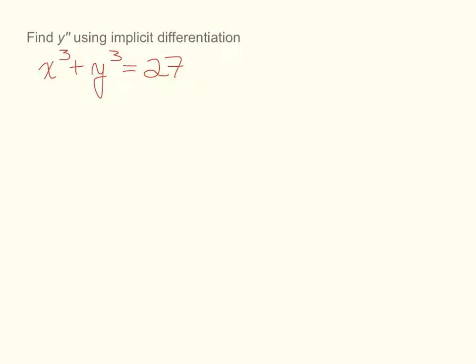Find the second derivative of y using implicit differentiation. With implicit differentiation, we can start by finding the derivative of both sides of the equation, and we can treat y just like we treat x. So as we go through term by term, the derivative of x cubed is 3x squared. The derivative of y cubed is 3y squared. And the derivative of 27 is 0.